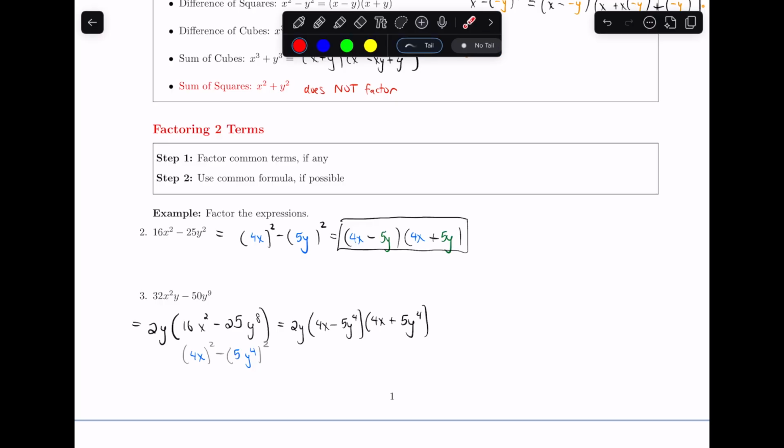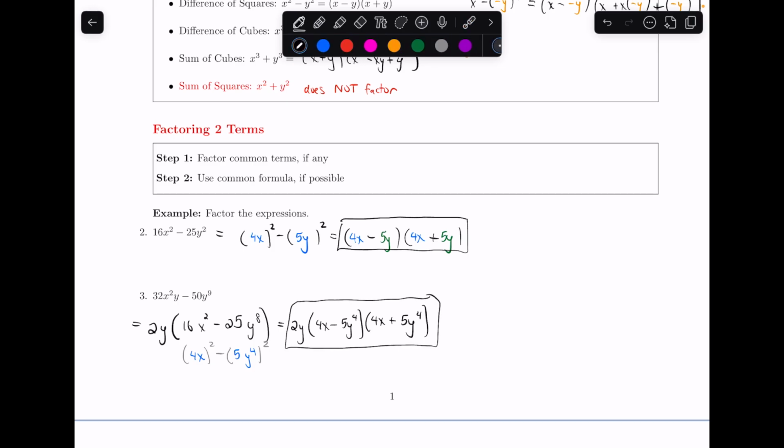I should ask myself, can either of these parentheses get factored more? Well, I notice 4 is a perfect square, but x is not, so this first term is not a perfect square. It's also definitely not a perfect cube, so I can't really do any of my formulas here. And for a similar reason, I won't be able to do any of my formulas there, because this 4x is not a perfect square or a perfect cube. That's as far as I can take it.